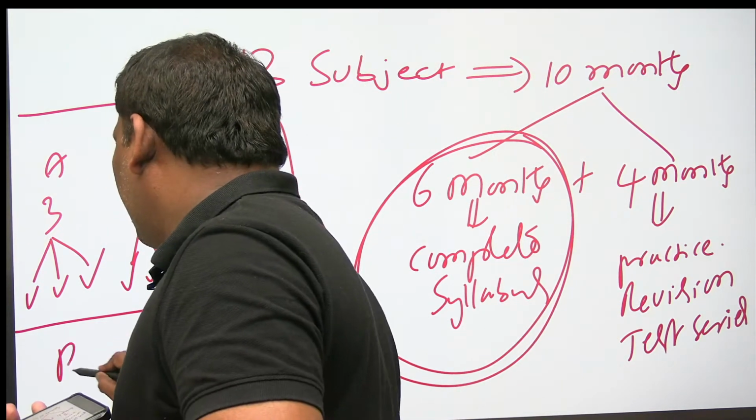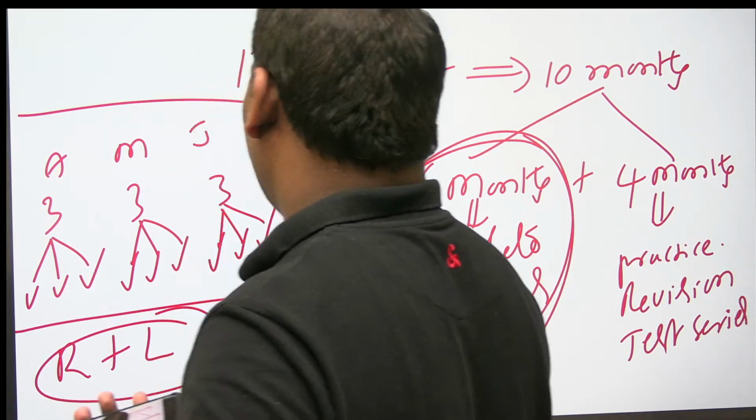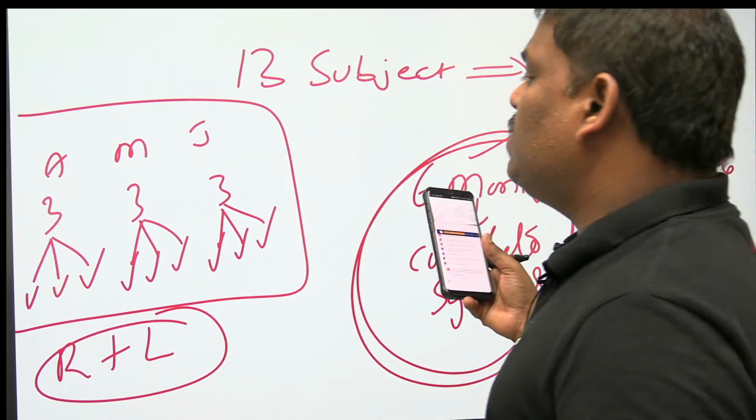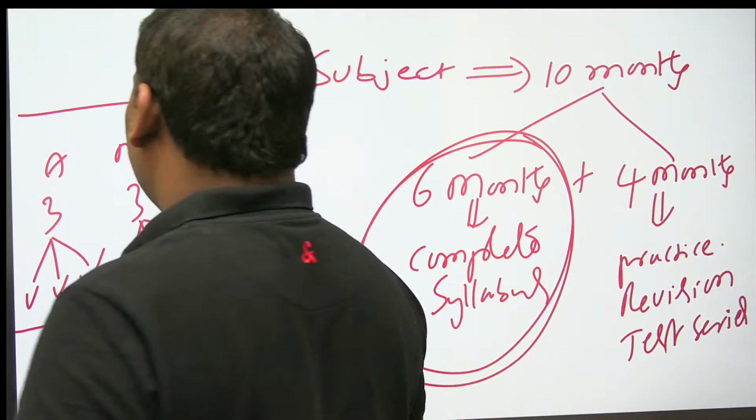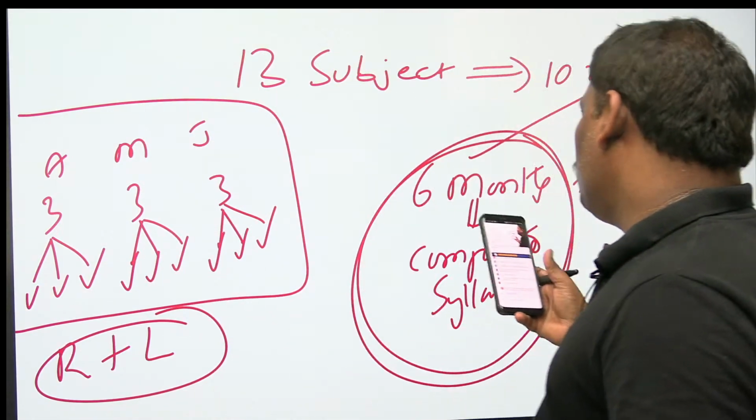See this one, you do recording plus live. Few subjects recording, few subjects live you can go. 13 subjects, 10 months. 6 months complete syllabus. 4 months practice, revision, test series. So how do you complete the syllabus in 6 months? First 3 months complete 9 subjects. Every month you complete 3 subjects.